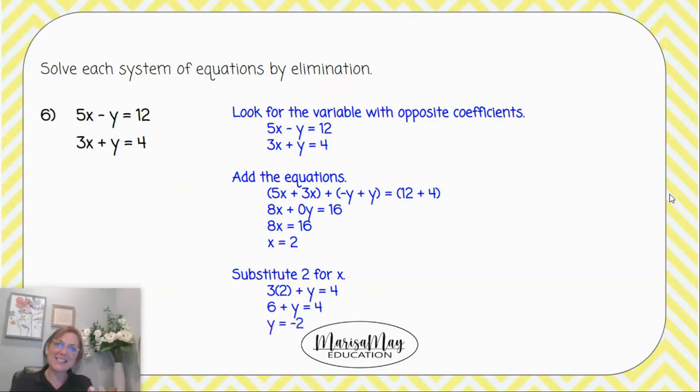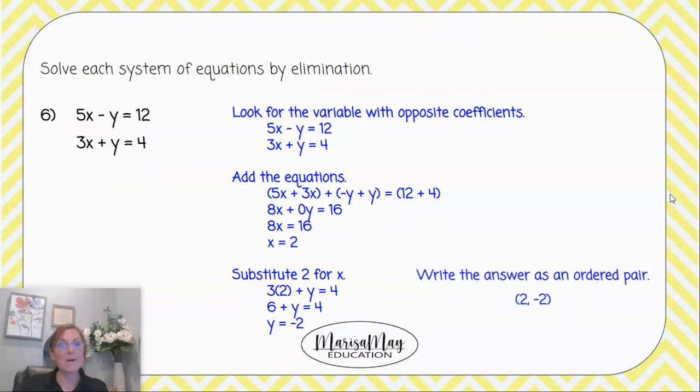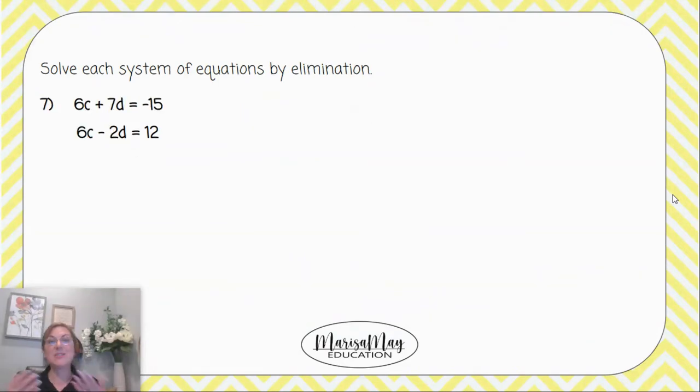So that last step is the same for the substitution method as it is for the elimination method. But of course, we want to write our answer as an ordered pair, x, then y, alphabetical order, and I get 2, negative 2 as my solution. Remember, you're focusing in on the variable with the opposite coefficients, so you can eliminate it. So next, we beg the question, what if you don't have variables with opposite coefficients?